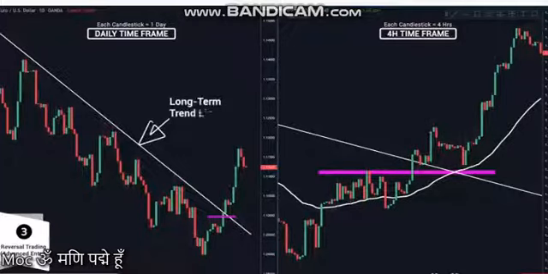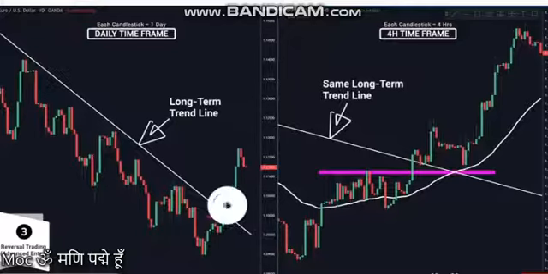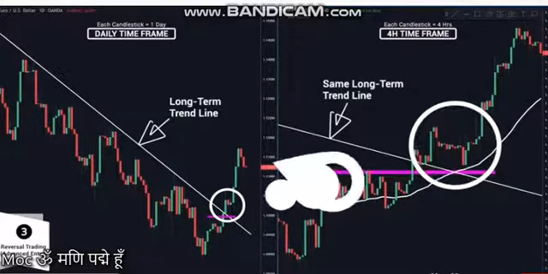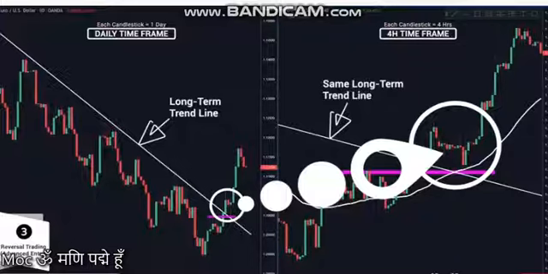Here's the daily long-term trend line. Here's the same long-term trend line. This area here, where the breakout candle occurred, is the same area here on the 4-hour time frame. But as you can see, there's a lot more detail that we can see on this time frame. So let's go through step by step what went through our mind.